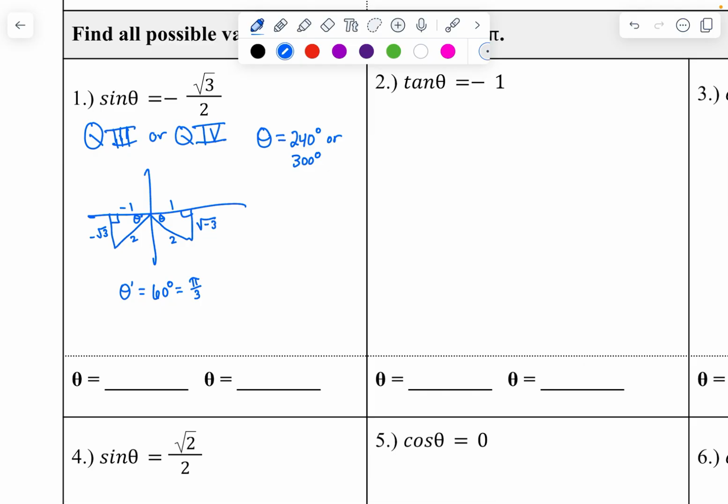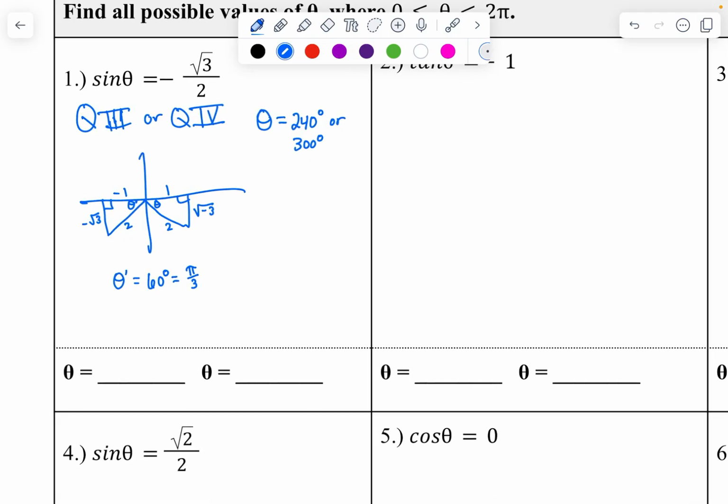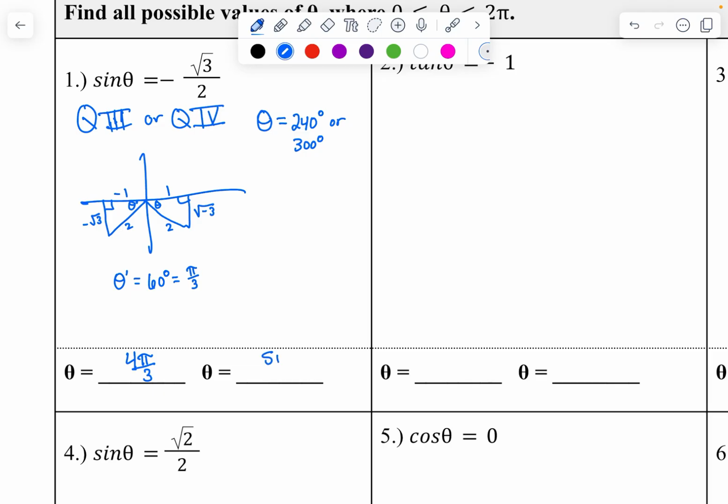Or if we do it in terms of radians, pi over 3 is the reference angle, but if we're in the third quadrant, we'd have to do 4 pi over 3. 3 pi over 3 would be pi, and we go pi thirds beyond that. And then over here, we'd be at 5 pi over 3 for our second option in quadrant 4.